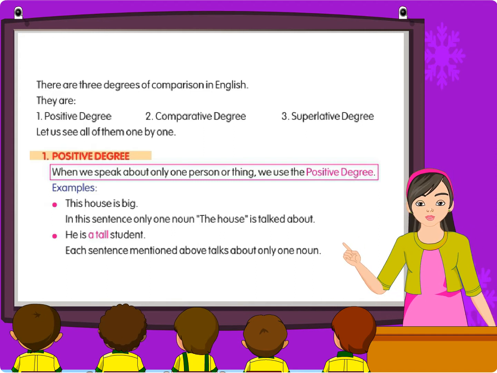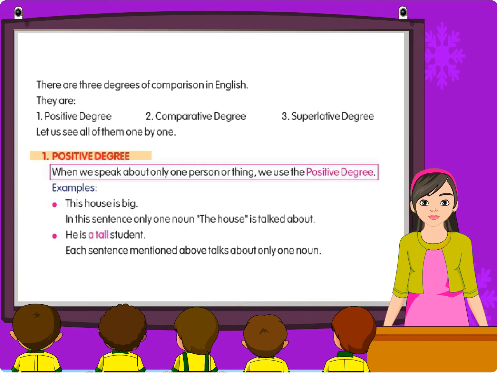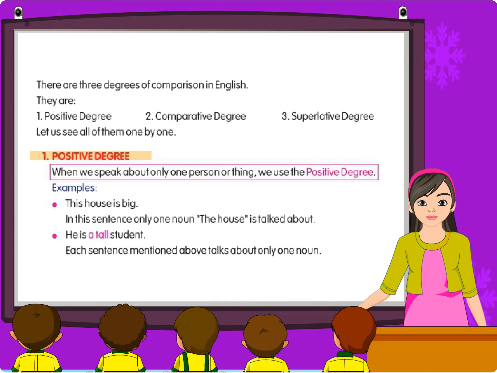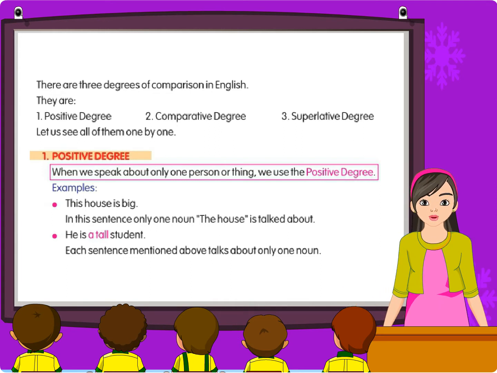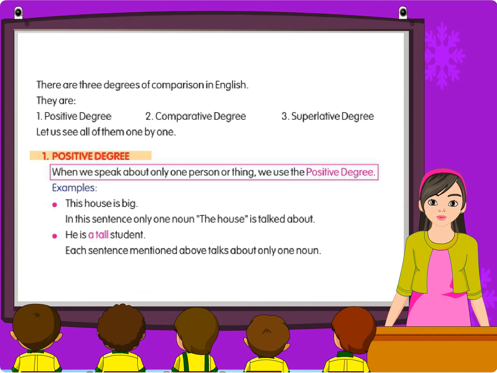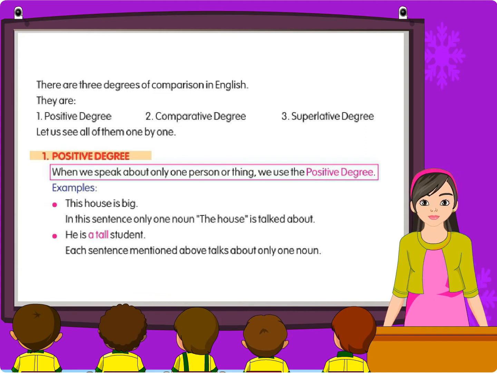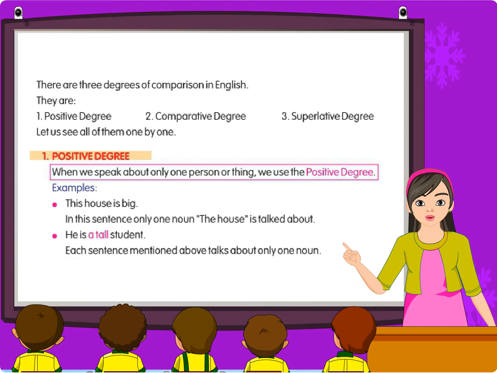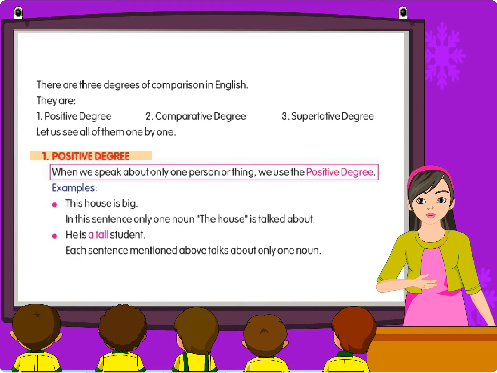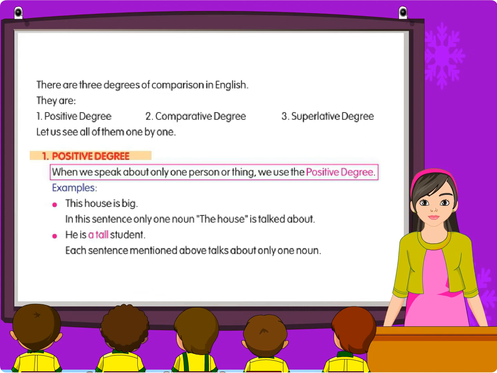Positive degree. When we speak about only one person or thing, we use the positive degree. Examples: This house is big. In this sentence, only one noun, the house, is talked about. He is a tall student. Each sentence mentioned above talks about only one noun.